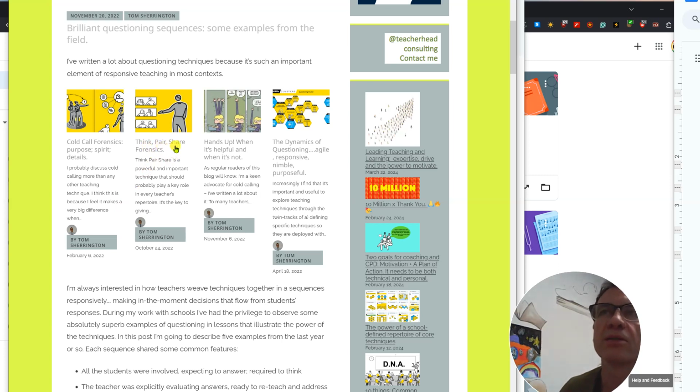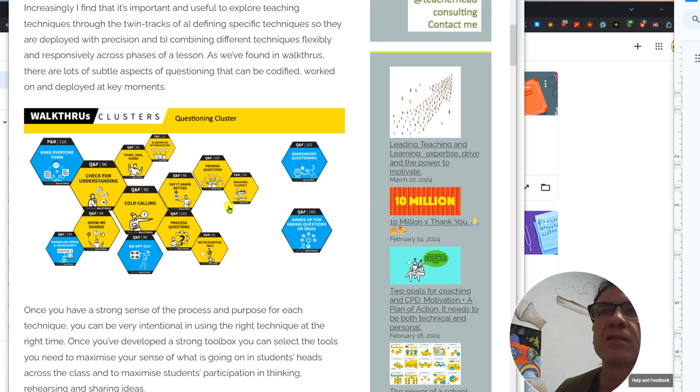Think, pair, share. So you give students a chance to think about a topic, put them in pairs to discuss or complete a task. So if there's something they're not sure about, it can be clarified, explained by their partner, and then sharing it to the whole class, where there's less chance of failure, more chance of success, aiming for that 80% of success. So in this little diagram, we had a couple of these that we've talked about: check for understanding, think, pair, share, cold calling.